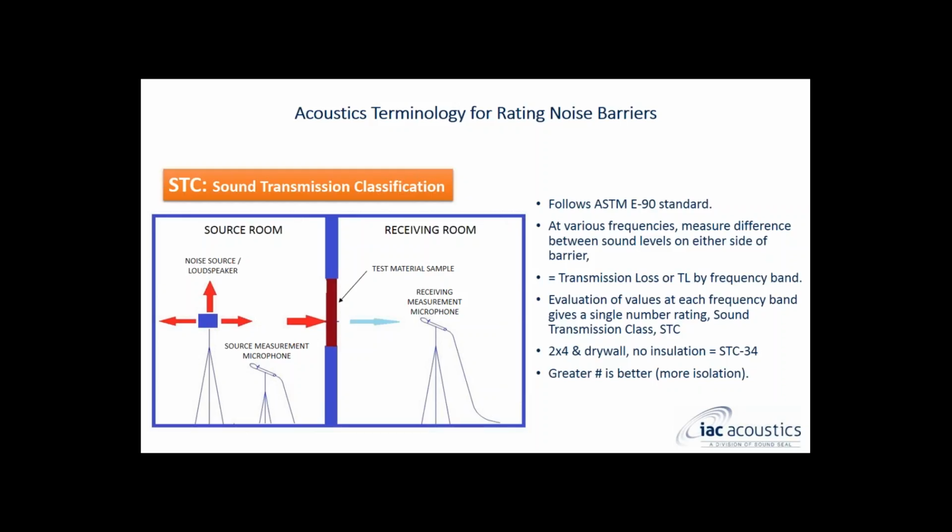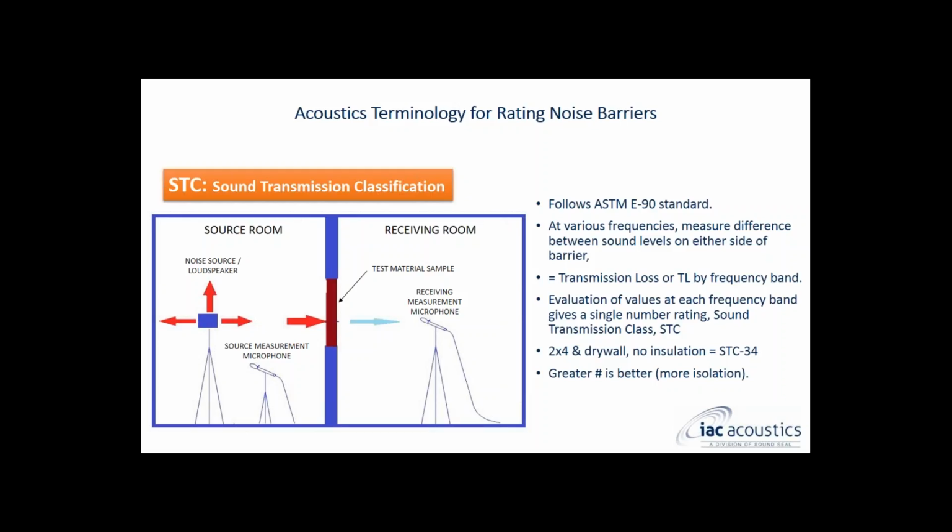The difference between the levels, the relatively quiet side on the receiving side and the relatively loud side on the source side, that delta is the transmission loss at a particular frequency band. We take measurements at the full range of octave band frequencies and then evaluate those differences with some standard curves for sound transmission class rating, and that allows us to assign an STC rating to the test material.